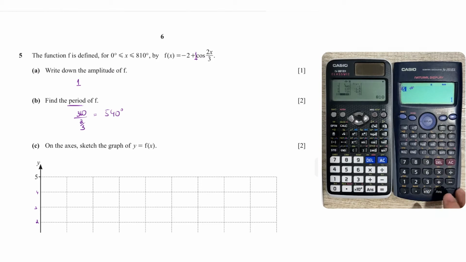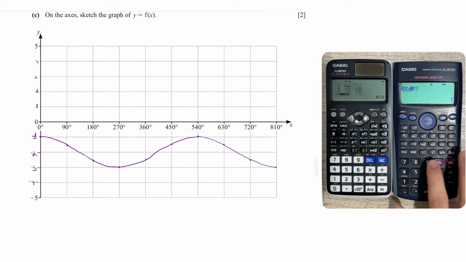Okay, what's the starting value? 0. What's the ending value? 810, as we saw earlier. Okay, what's the step? 90. And there you go. You have the exact same values as you have over here.